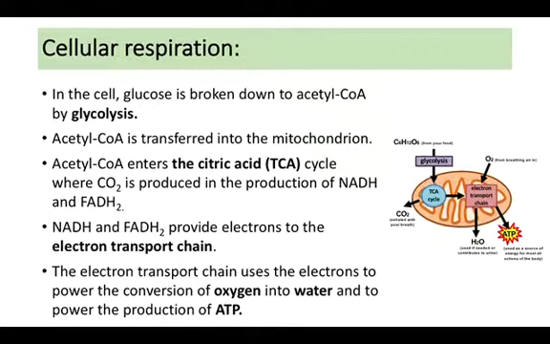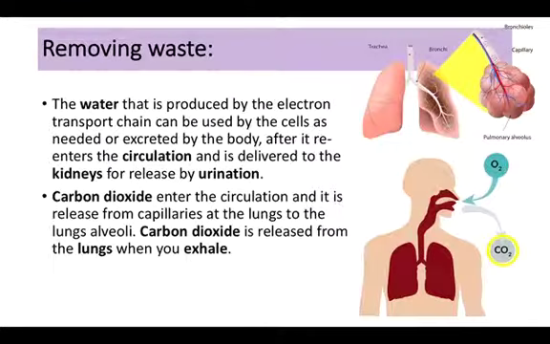We know that. Here's the electron transport chain. We know that's going to take place in the inner mitochondrial matrix. The electron transport chain is going to use the electrons to power the conversion of oxygen into water and to power ATP. We know the ATP is going to come from that ATP synthase complex that's there.